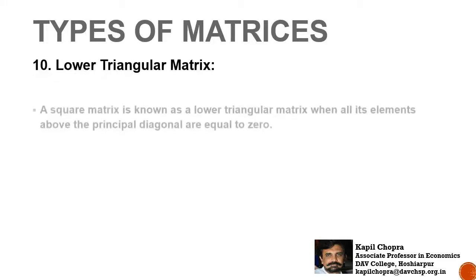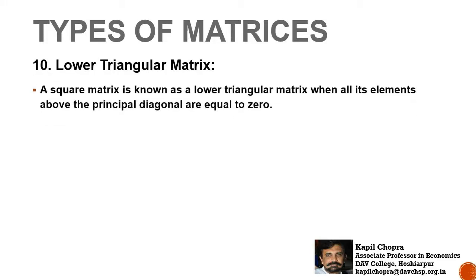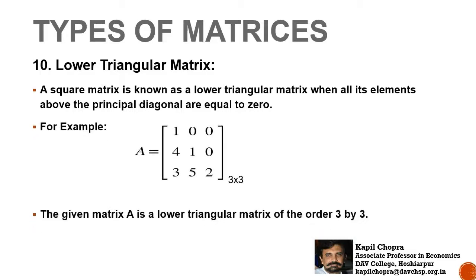Lower triangular matrix. A square matrix is known as a lower triangular matrix when all its elements above the principal diagonal are equal to 0. For example, the given matrix A is a lower triangular matrix of the order 3 by 3. Here Aij for i less than j are equal to 0.